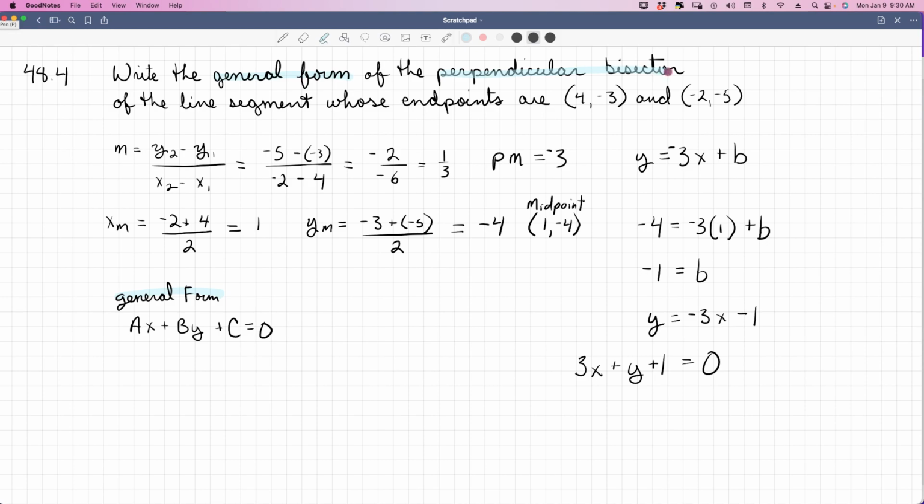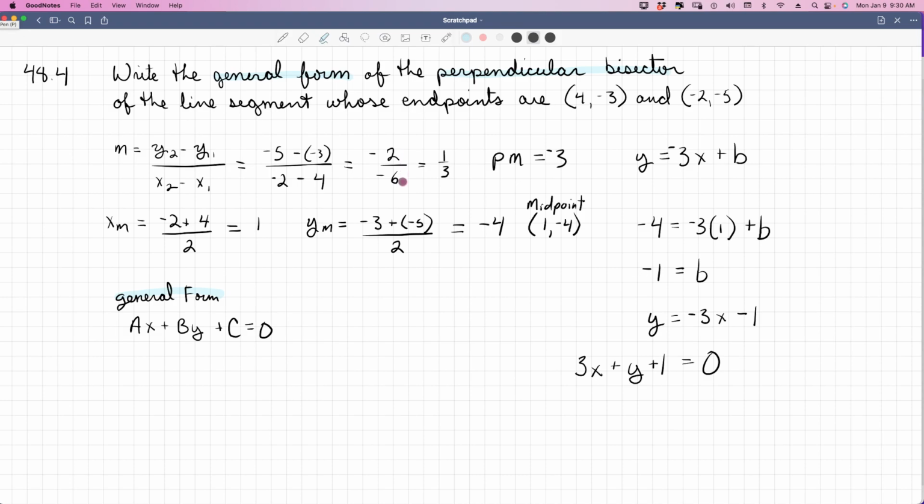That's the key word here. So we're going to use the midpoint formula to find where it is bisected. And first we have to find the slope and flip it to get the perpendicular part. So let's start with finding the slope. We know that m is the slope. So we take y2 minus y1 over x2 minus x1, -5 minus -3 over -2 minus 4.